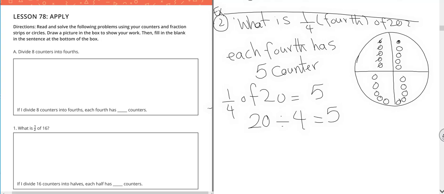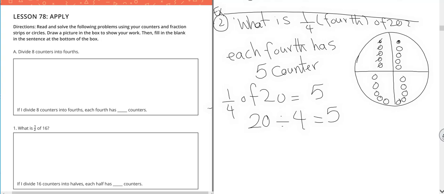Open your book on lesson 78. Read and solve the following problems using your counters and fraction strips or circles. Draw a picture in the box to show your work. Then fill in the blank in the sentence at the bottom of the box. Letter A. Divide 8 counters into fourths.